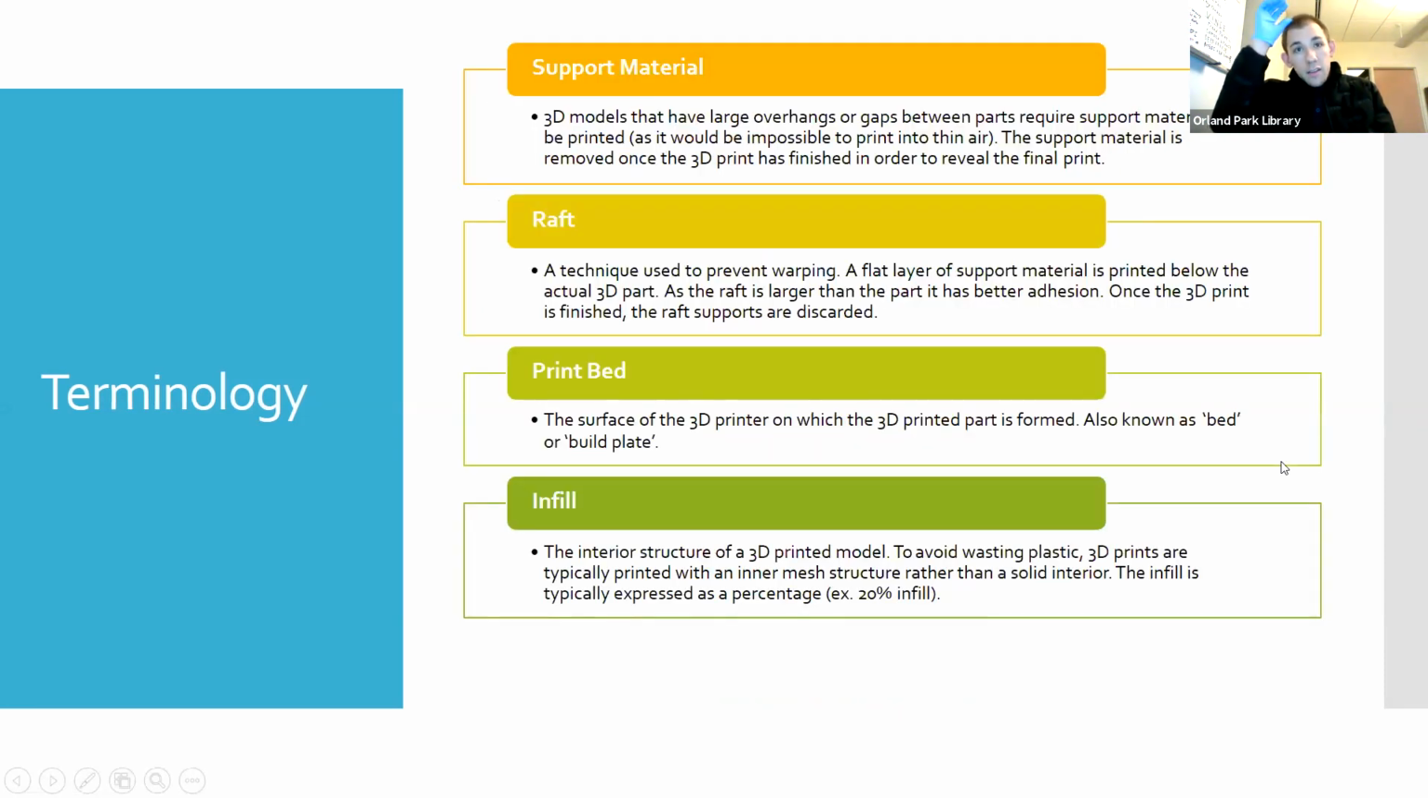And then next is support material. 3D models that have a large overhang or gap between parts require support material to be printed, as it would be impossible to print into thin air, which is kind of self-explanatory.